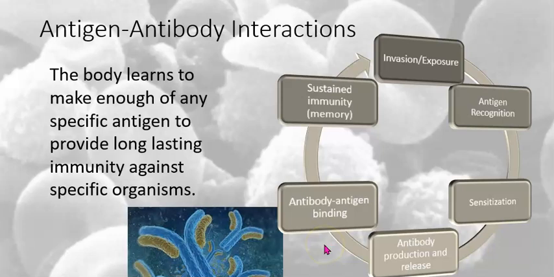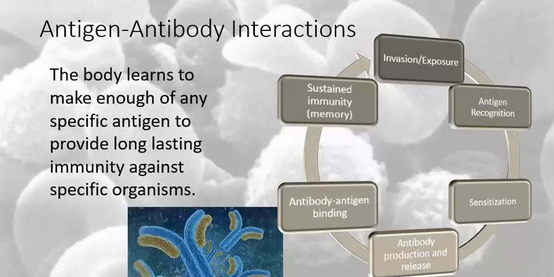Then next we have antigen-antibody interactions. In the antigen-antibody interaction, the body learns to make enough of any specific antibody to provide long-lasting immunity against specific organisms. So there are 7 steps to antigen-antibody interactions. The first one is invasion or exposure. This is where a large enough amount of invaders trigger non-specific defenses or overwhelm its ability to rid the invaders.